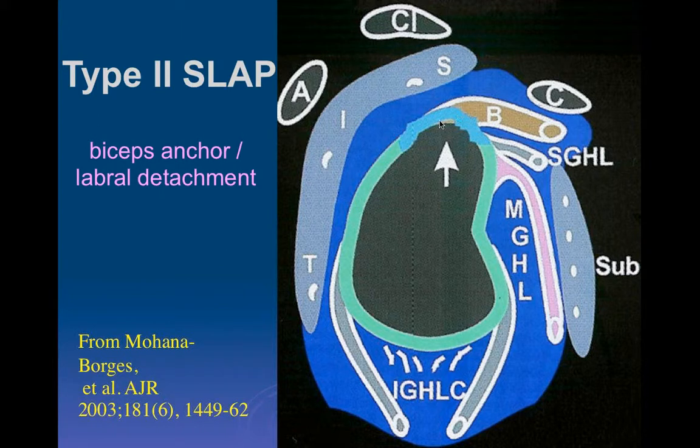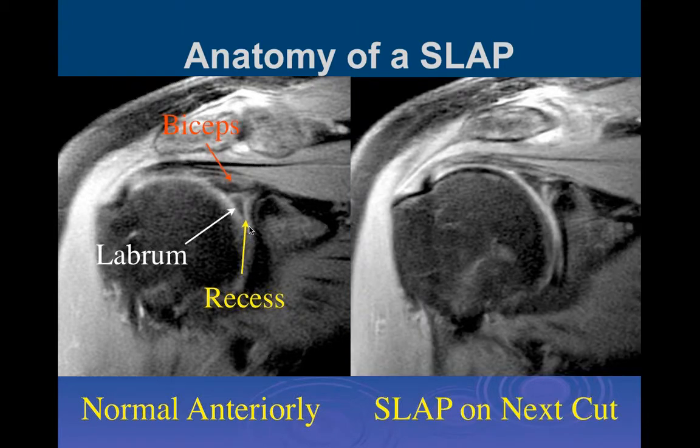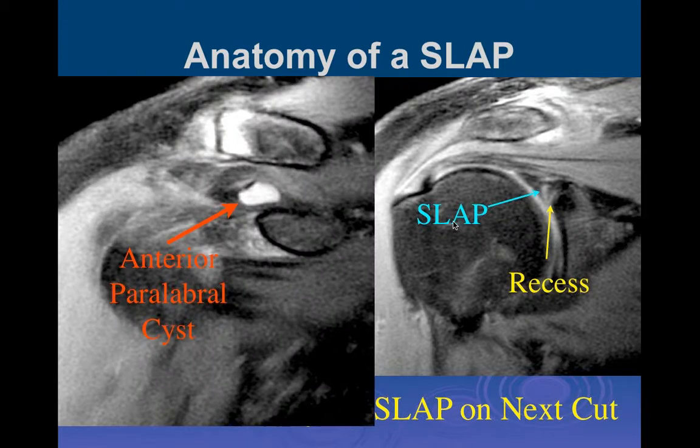So a type 2 is a superior labral tear which goes in and involves the biceps anchor. Here we can see a nice recess, and we can see the biceps coming around in the labrum. Here's somebody who has, again, the same person, so that looks pretty good. Okay, maybe a little irregularity, but maybe we're just partial voluming the biceps anchor. When we go to the next cut, however, there are too many lines up here. You can only have one line as a recess. That's all you're given. When you have a second line, then that's a tear. And then here you can also see that there's some signal in the area where you expect the biceps anchor to be. Recess, there's the SLAP tear.